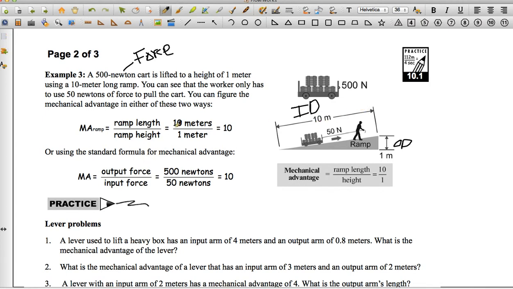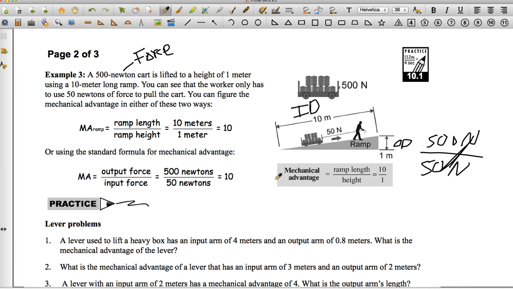However, let's look at output force. So if we continue reading, you can see that the worker only has to use 50 newtons of force to pull the cart. You can figure the mechanical advantage in either of these two ways. So if we have 500 newtons, that is what the load is. That's what's being put out on us. So the load is 500 newtons, but the worker is able to do 50 newtons. So our output force is the load, input force is the 50, divide them, get rid of the label newtons, and you're left with a mechanical advantage of 10.